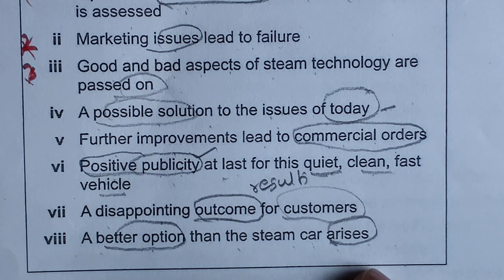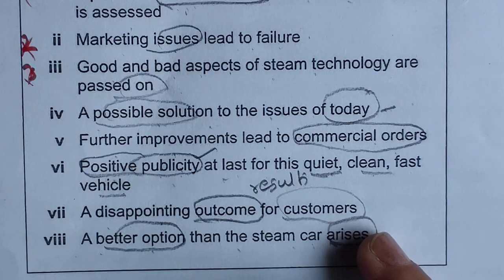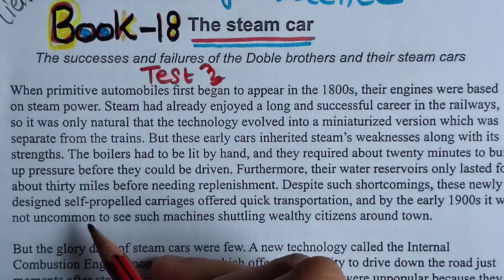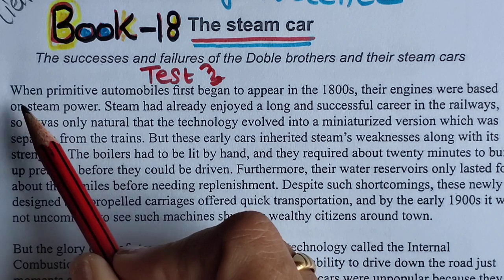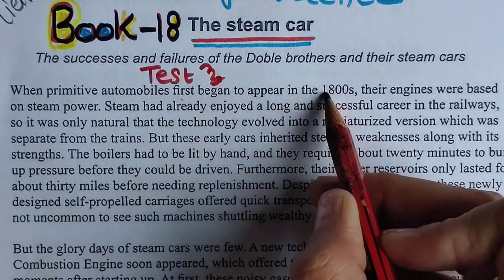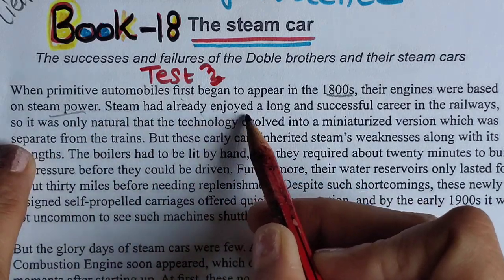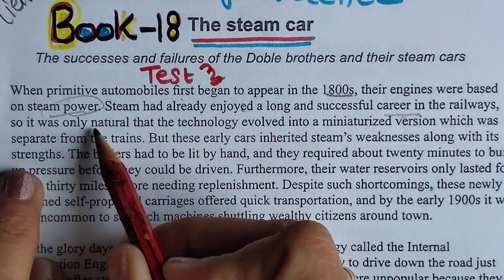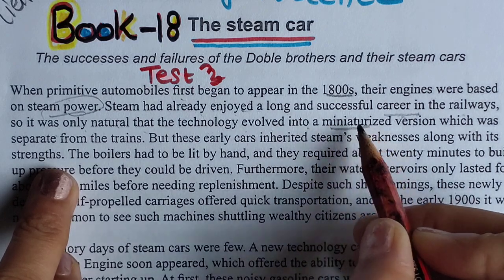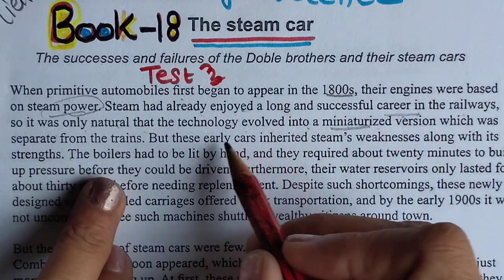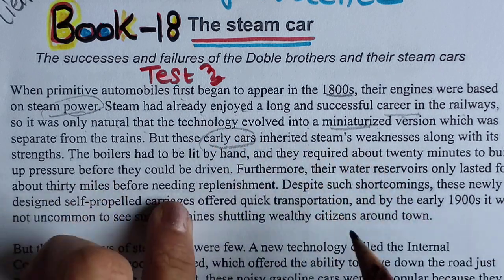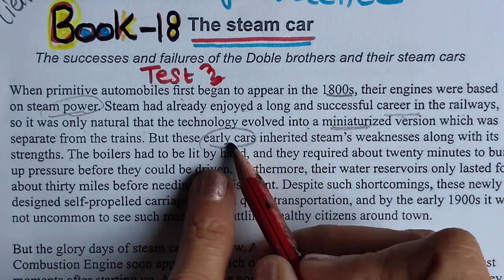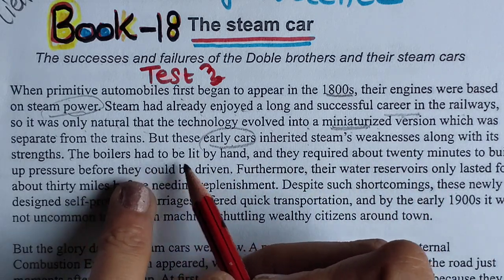Now we will start reading paragraph A and then the other paragraphs. So this is paragraph A. Now I am sharing the full paragraph, you can also read it with me, and I am not going to understand each and every word. When primitive automobiles first began to appear in 1800, their engines were based on steam power. Steam had already enjoyed a long and successful career in the railway, so it was only natural that the technology evolved into a miniaturized version which was separate from trains. But these early cars inherited side by side. I am marking things by underlining, circling or bracketing, you can use it. The boilers had to be lit by hand.